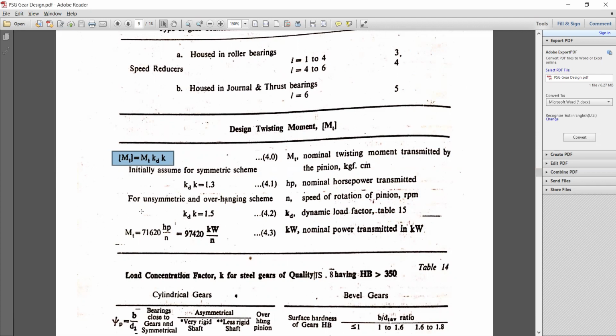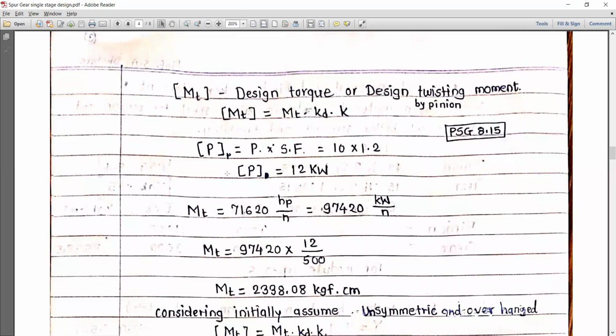ठीक है, but our value of MT is given in kilowatt, so we need to first note down this formula. MT is equal to 97420 kilowatt divided by n, where n is the speed of revolution of pinion in RPM. तो यहाँ पे हमें पहले लिखना है. Okay, let's see. तो यहाँ पे देखिए, पहले हमने वो लिया.